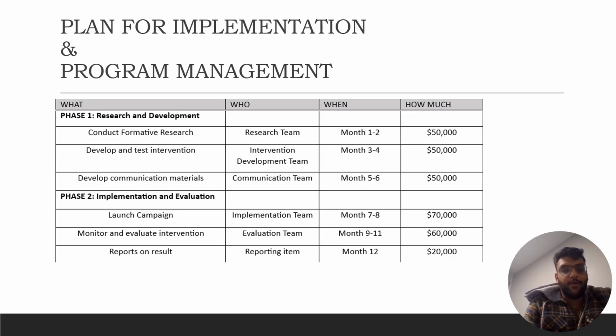Now we talk about the fun stuff, which is budgeting, and the plan of implementation. This social marketing campaign implementation strategy is divided into four columns that you can see on your screen: what, who, when, how much. And the total plan is divided into two phases, which is phase one, having research and development, phase two, implementation and evaluation. Now, each phase, the total campaign budget is $300,000.